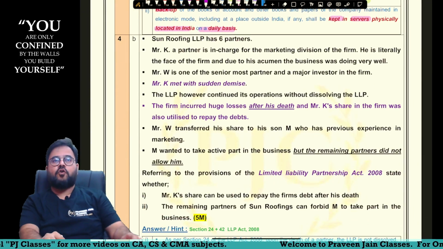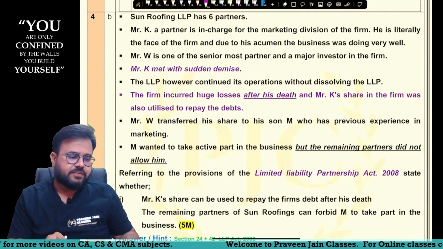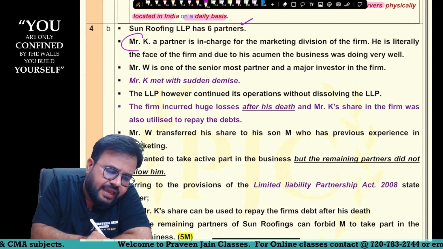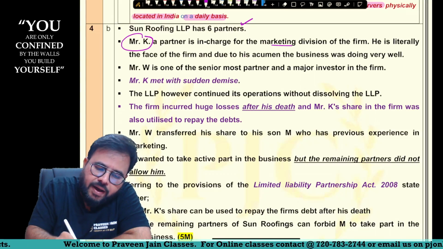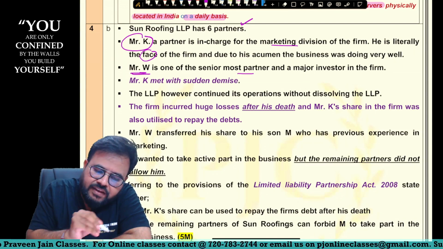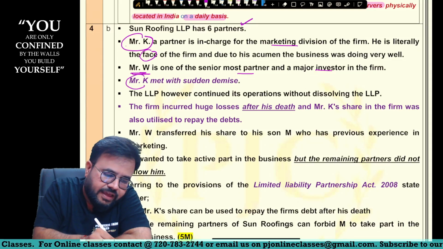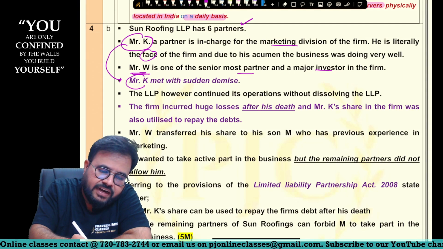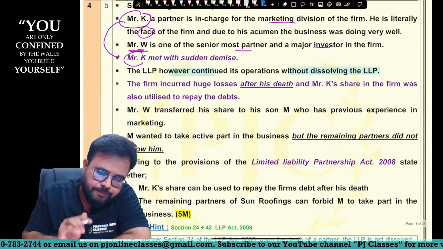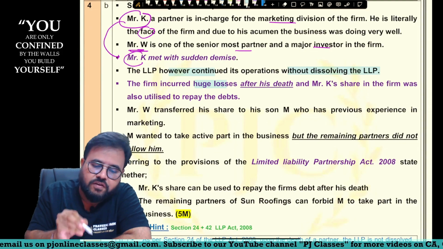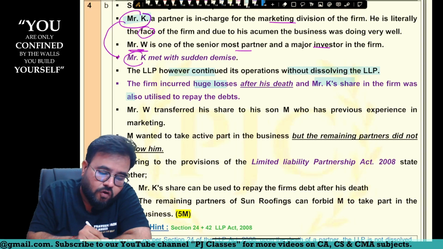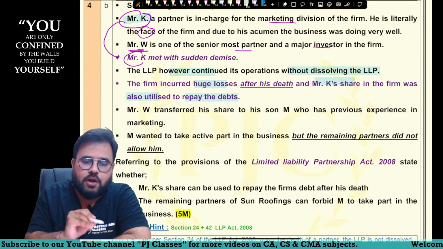Now 4B. This is a question relating to LLP, sir. Sunroofing's LLP has 6 partners. Mr. K is a partner in charge of the marketing division. He is actually the face of the company, sir. Mr. W is a senior partner and is also an investor. Now Mr. K, who is the face of the firm, is dead now. He died, sir. The LLP is now continuing its operation without dissolving the LLP, sir. Great. The firm incurred a huge loss after his death. And K's share in the firm was also utilized to repay the debt, sir. Is this allowed? Let us see.